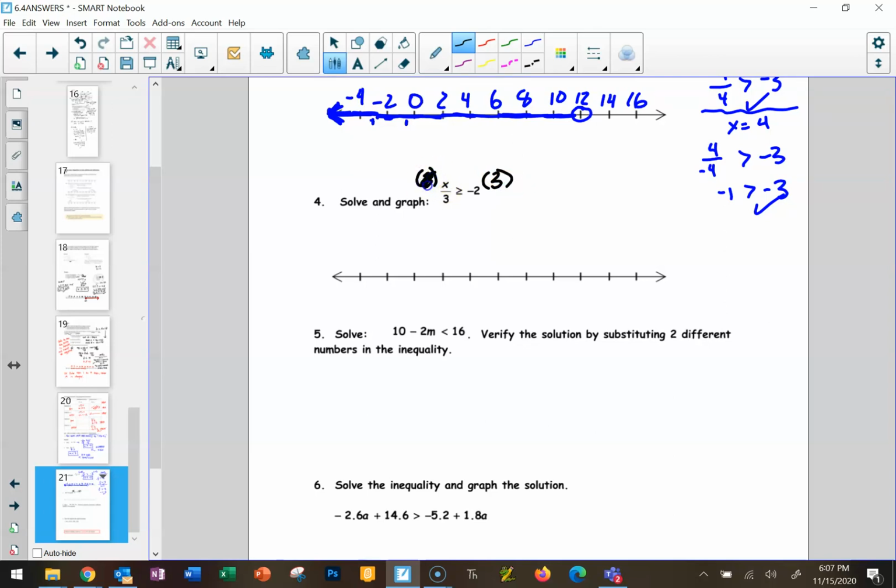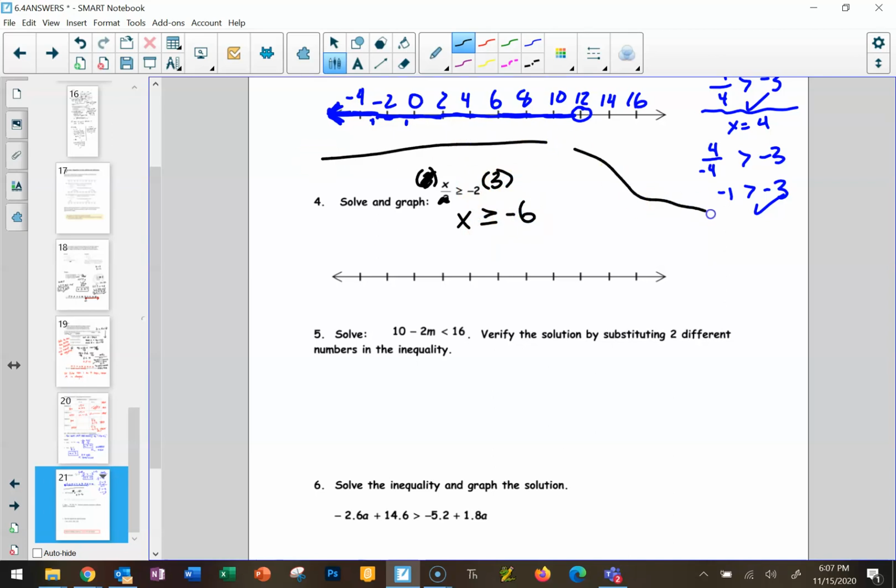So we've got a 3 in the numerator and a 3 in the denominator. Those cancel out, which just leaves us with x. And because we are multiplying by a positive number, we do not need to flip the sign. So we're going to keep our sign, and then negative 2 times 3 is negative 6.